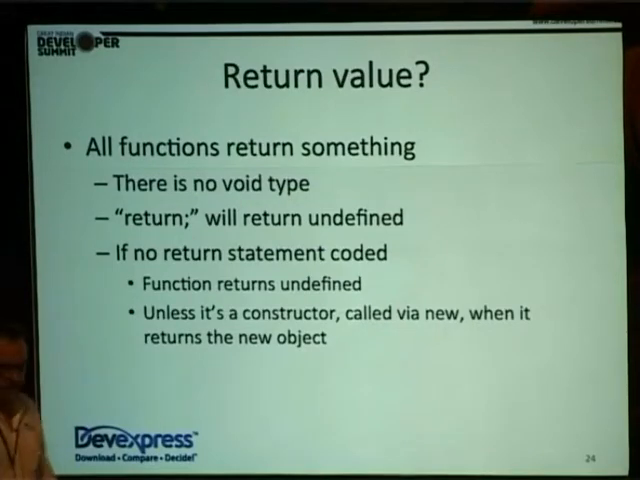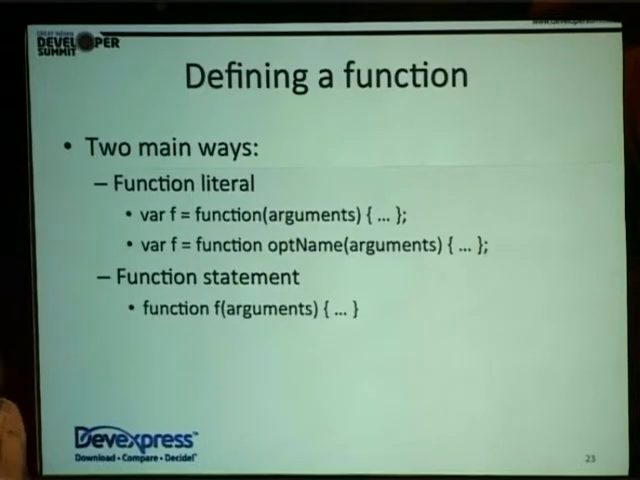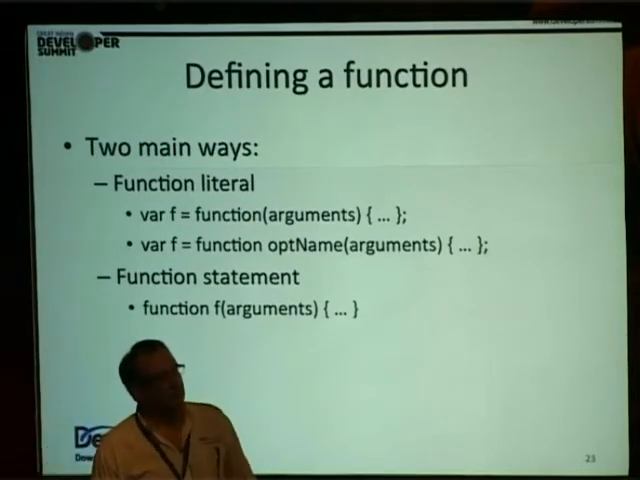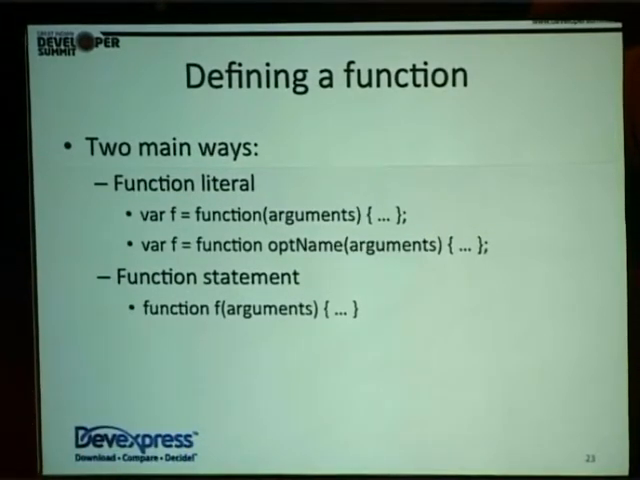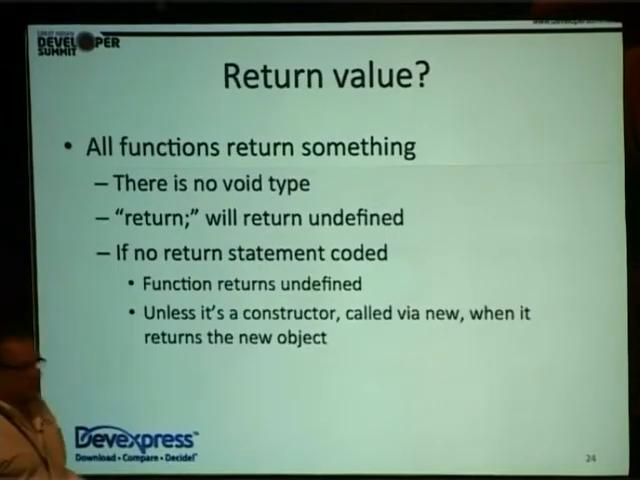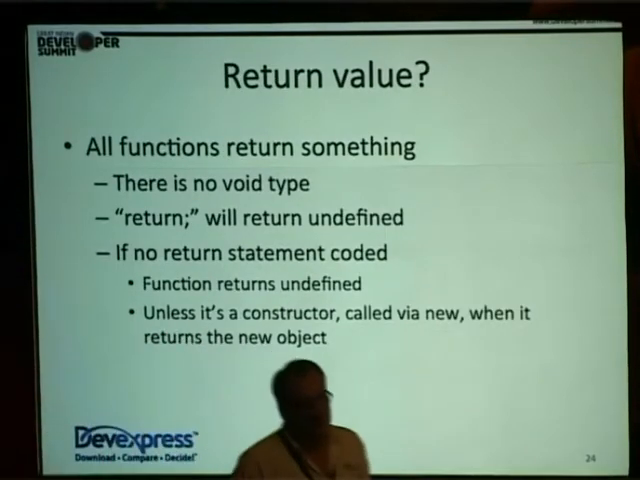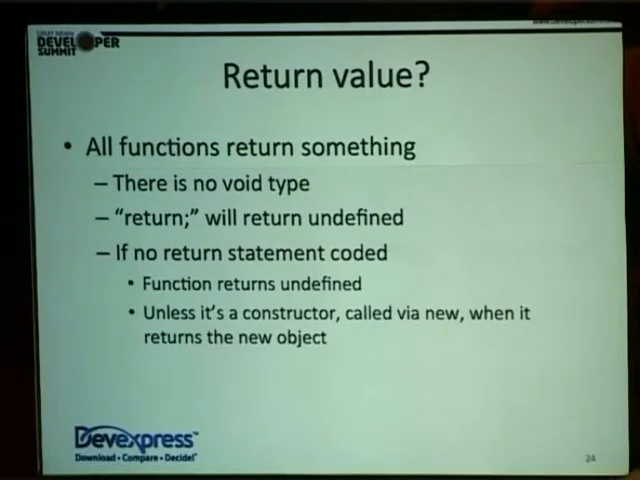If I go back, notice there's no function result type. The reason is basically all functions return something. There is no void type. You can't just return void, if that ever made sense. You either return undefined if you haven't specifically stated what the return value is, or you are going to return some value.